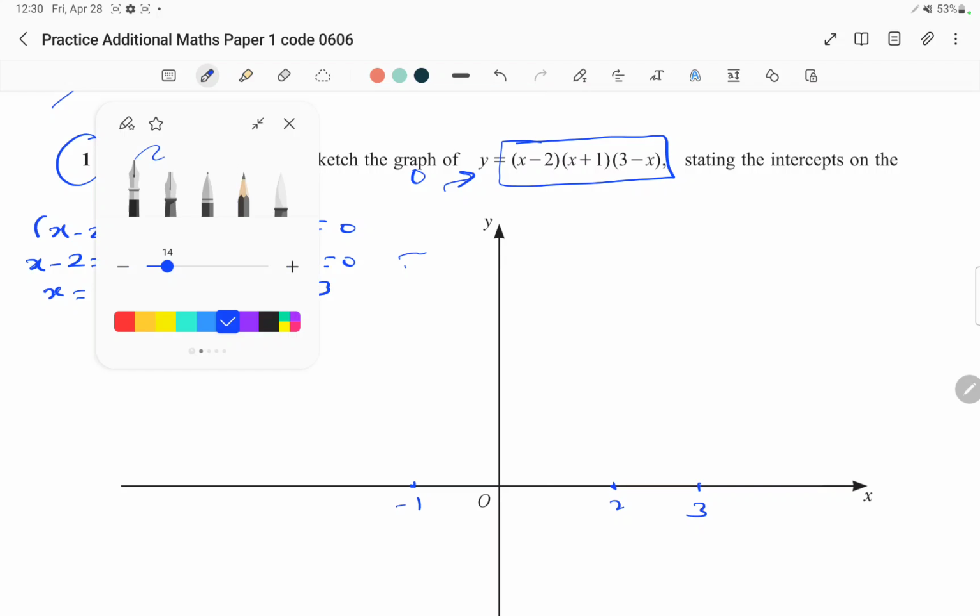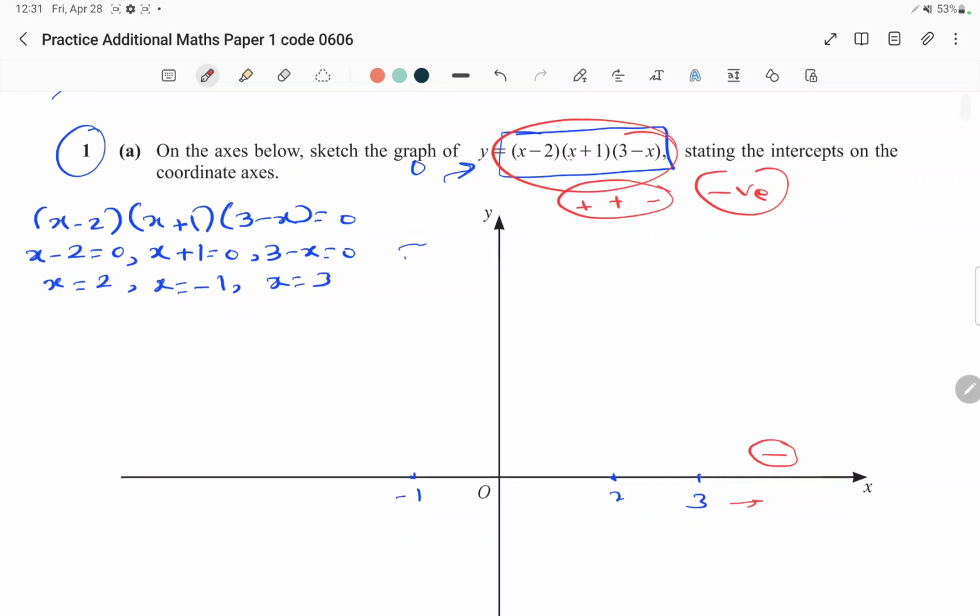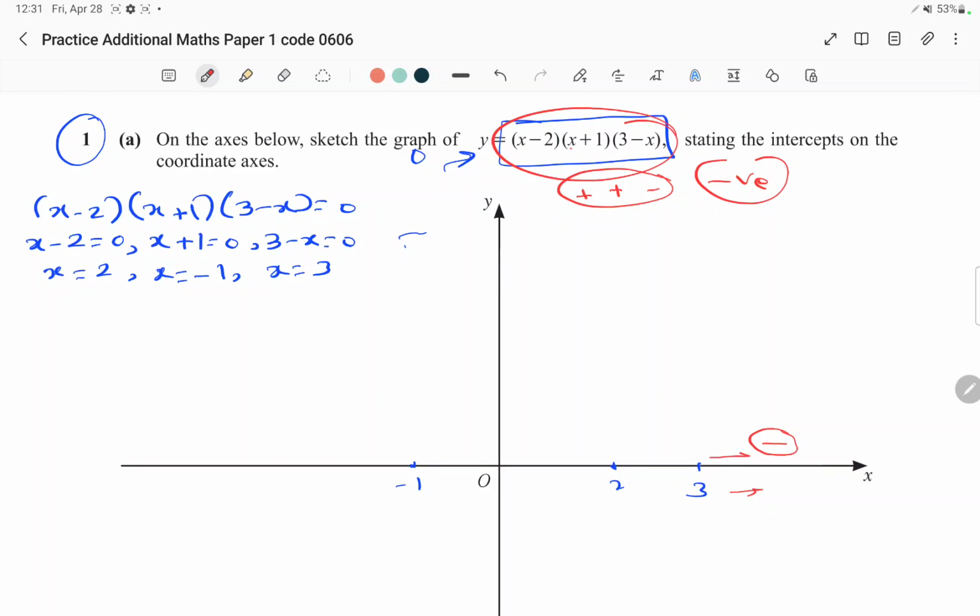What we can do, after 3 we can think about some numbers, like 4 or 3.1, whatever number, but better to think about an integer. So after 3 we can think about 4, and now put 4 in this. If you put 4, 4 minus 2 is positive, 4 plus 1 is positive, 3 minus 4 is negative, right? So overall you get a negative number. It means when you put x greater than 3, your y will be negative, and at 3 you get 0, so your graph will go down like that.